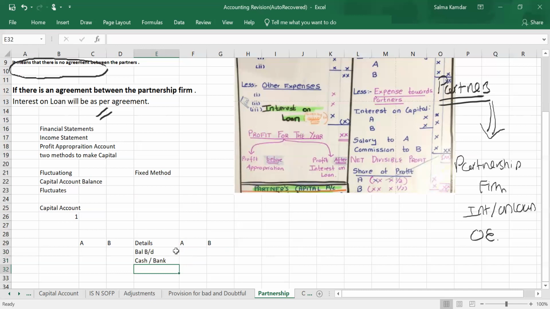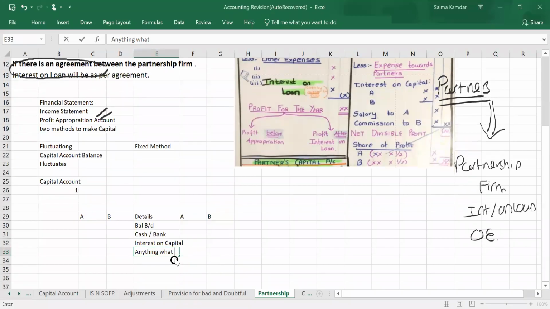Additional capital, and then interest on capital. Then anything the partner receives from the firm. What else? So anything the partner receives will come on the credit side. What else would come on the credit side?